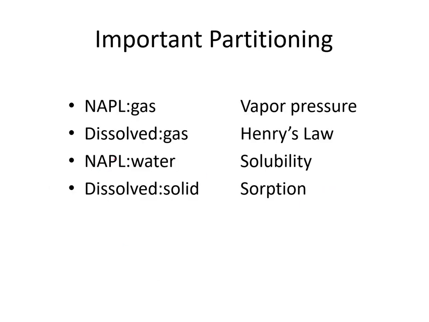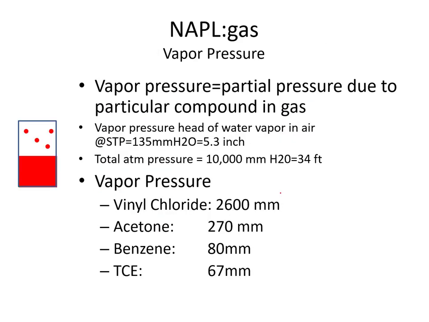These are the four main types of partitioning between the NAPL and the gas. That'll be characterized by the vapor pressure between the dissolved contaminant in water and the gas. That's Henry's law of partitioning. Between NAPL, a liquid phase, NAPL, and water, that's solubility. And between contaminants that are sorbed onto a solid phase here and dissolved in water, that's sorption. So let's look at the partitioning between NAPL and gas first.